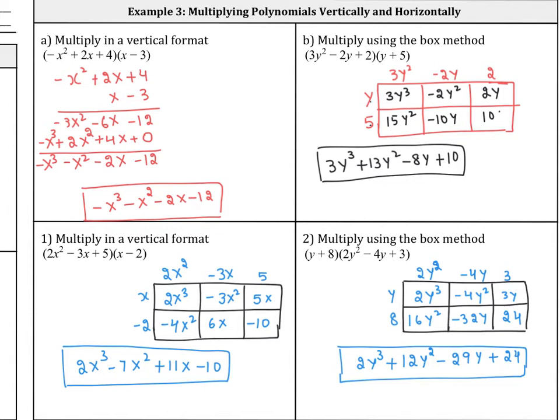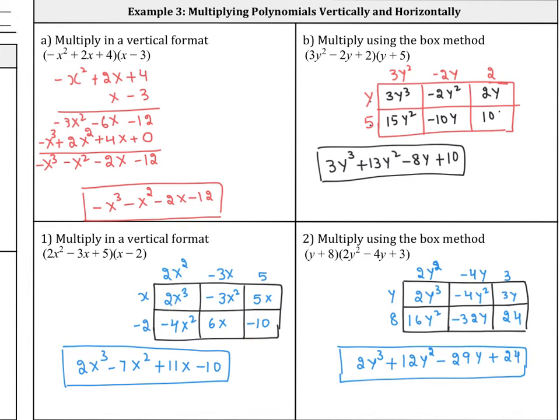On the box, I wrote the top polynomial here, the beginning one, and the binomial here. So you're going to fill the box, multiply this and this. x times 2x squared is 2x cubed, x times negative 3x is negative 3x squared, x times 5 is 5x. Negative 2 times 2x squared would be negative 4x squared, negative 2 times negative 3x is 6x, negative 2 times 5 would be negative 10. Combine the like terms.